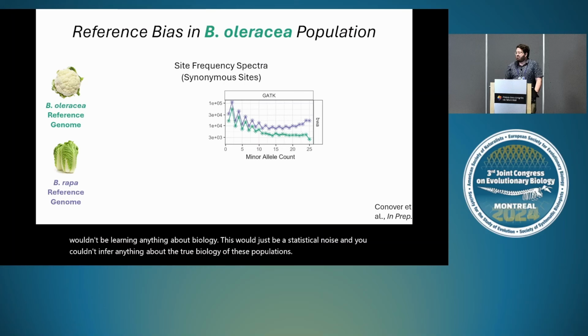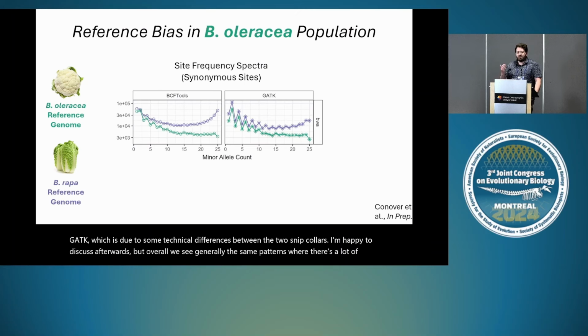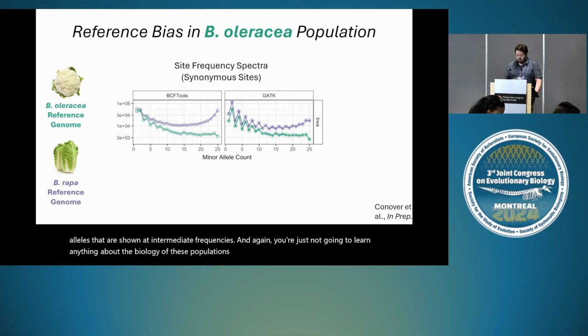I initially thought that maybe this was a technical artifact, so I used a different SNP caller. I used BCFtools and saw even worse performance. You'll also notice that this site frequency spectra is a little less jaggedy or less comb-like than GATK, which is due to some technical differences between the two SNP callers that I'm happy to discuss afterwards. But overall, we see generally the same patterns, where there's a lot of alleles at intermediate frequencies, and again, you're just not going to learn anything about the biology of these populations with these SNP calls.